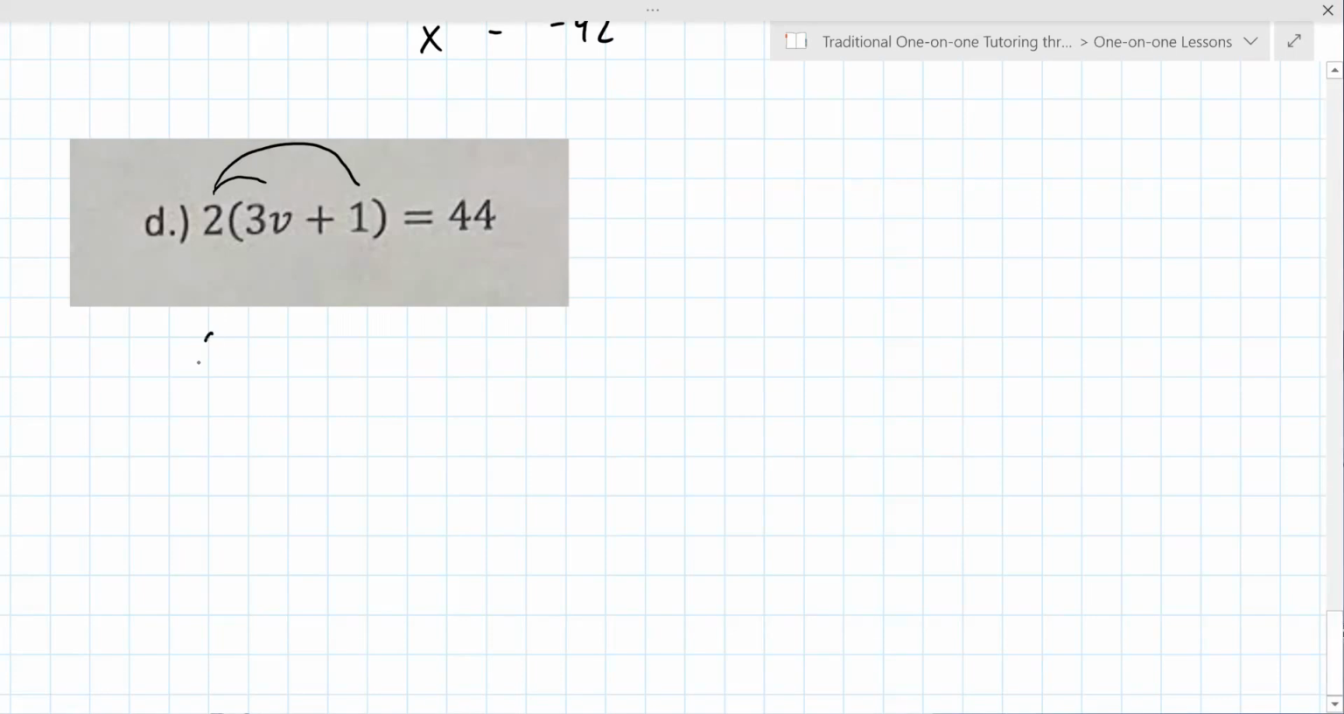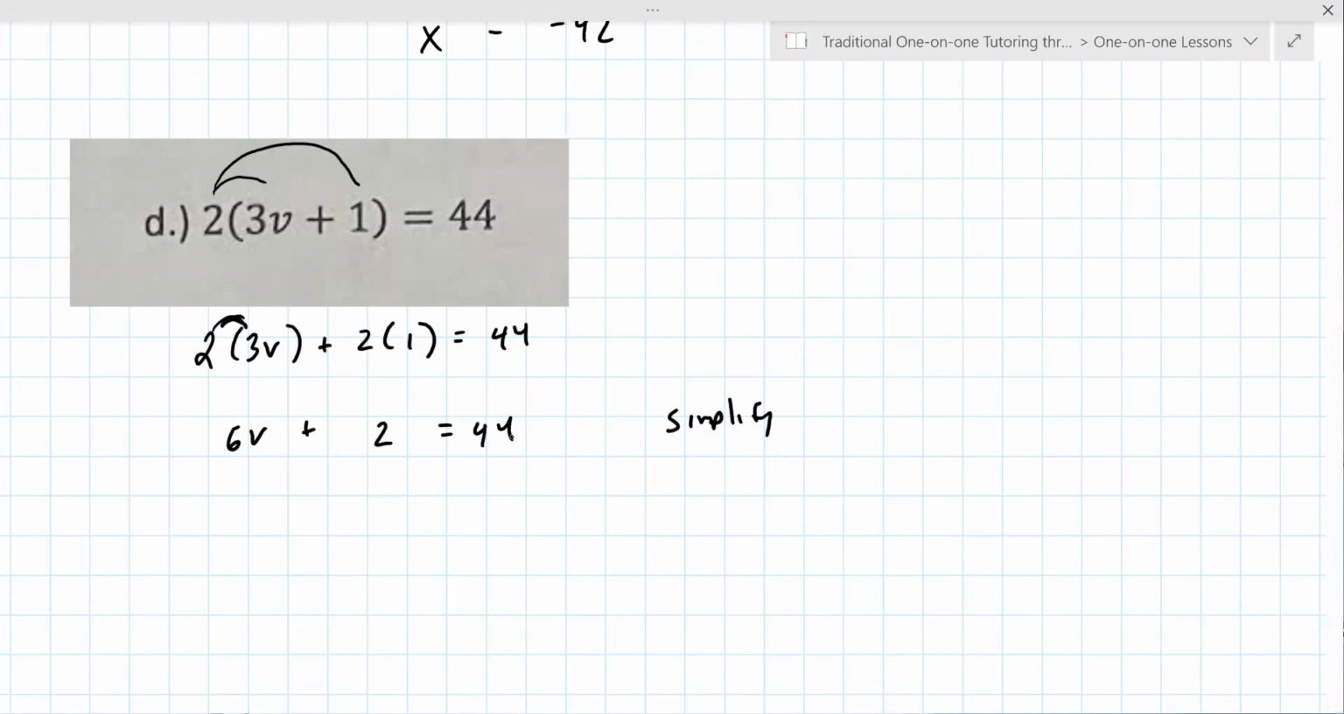Okay, so this is like 2 times 3v plus 2 times 1 equals 44. Do you agree with that? Yeah, so you have to give it to both. So now we're going to simplify and we're just going to multiply. So it's 2 times 3, 6v, 2 times 1, 2 equals 44. Is that okay? Yeah. All right. Now this line right here is just like the previous problems we were doing. You have to undo the addition, and then you have to undo 6 times v. So go ahead and try solving this on your own from here.